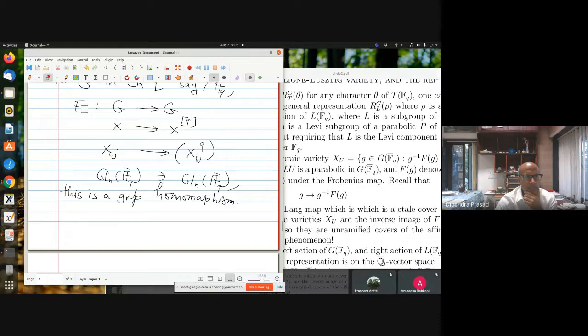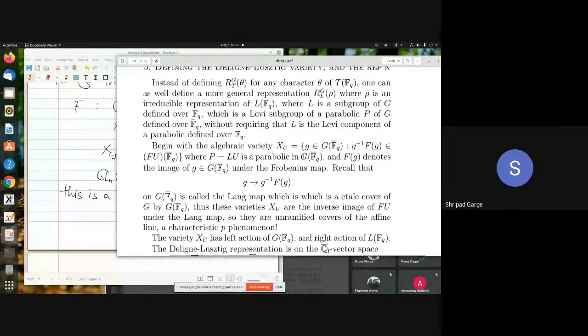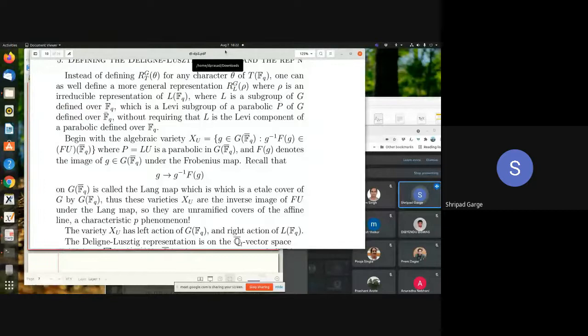Okay. So we look at XU as those elements in the group for which G inverse FG belongs to this variety. So I'm not sure how many of you may be familiar with, there is something called the Lang map on G(FQ bar). Dipendra. Yeah. So the notes that you had circulated earlier, there is no FU, it's only U. Yeah, but I think that's what.